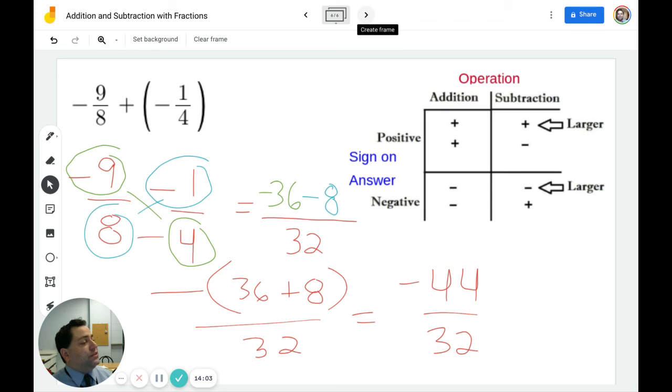Both of these are divisible by 4. So if you wanted to do it by 2 and then 2 again, you could do that. Or if you saw 44 is 4 times 11, you could do that as well. So we have negative 11 in the top, we have 8 in the bottom, and that's going to be our final answer.